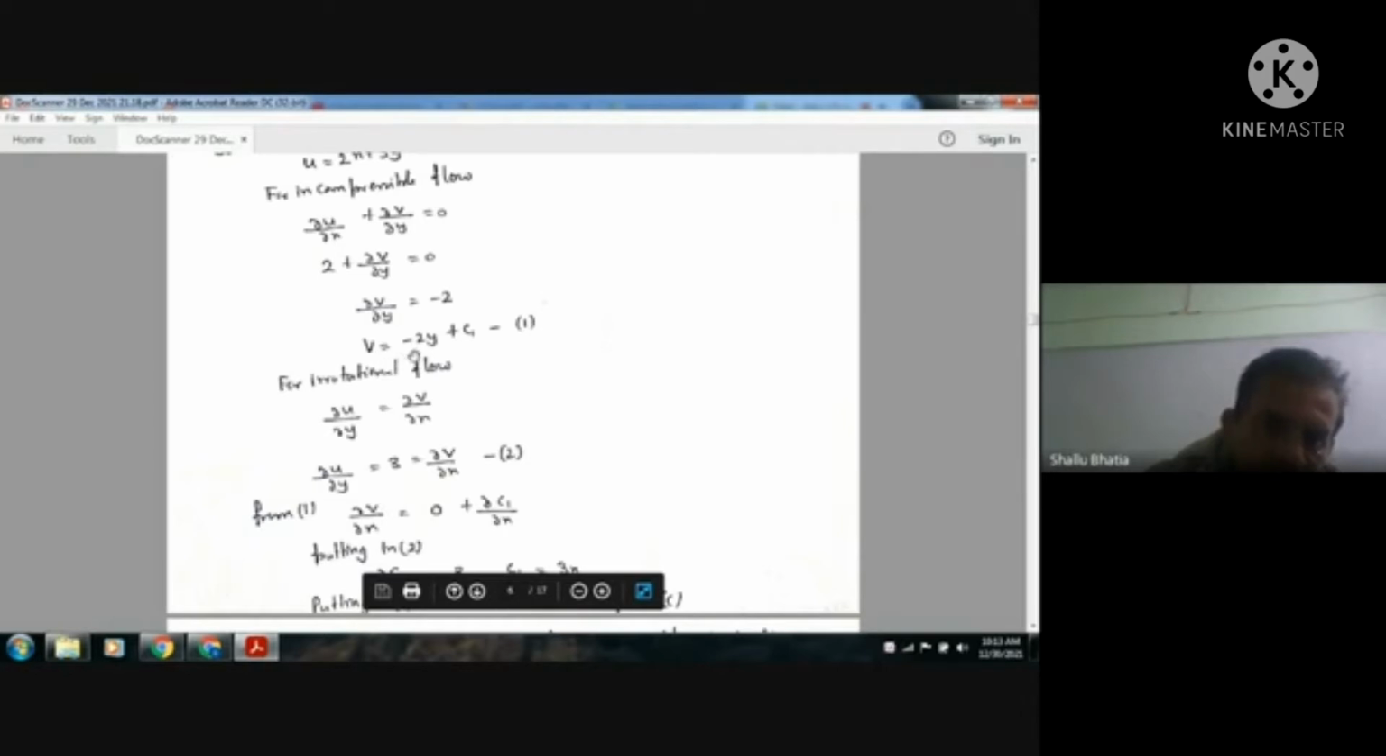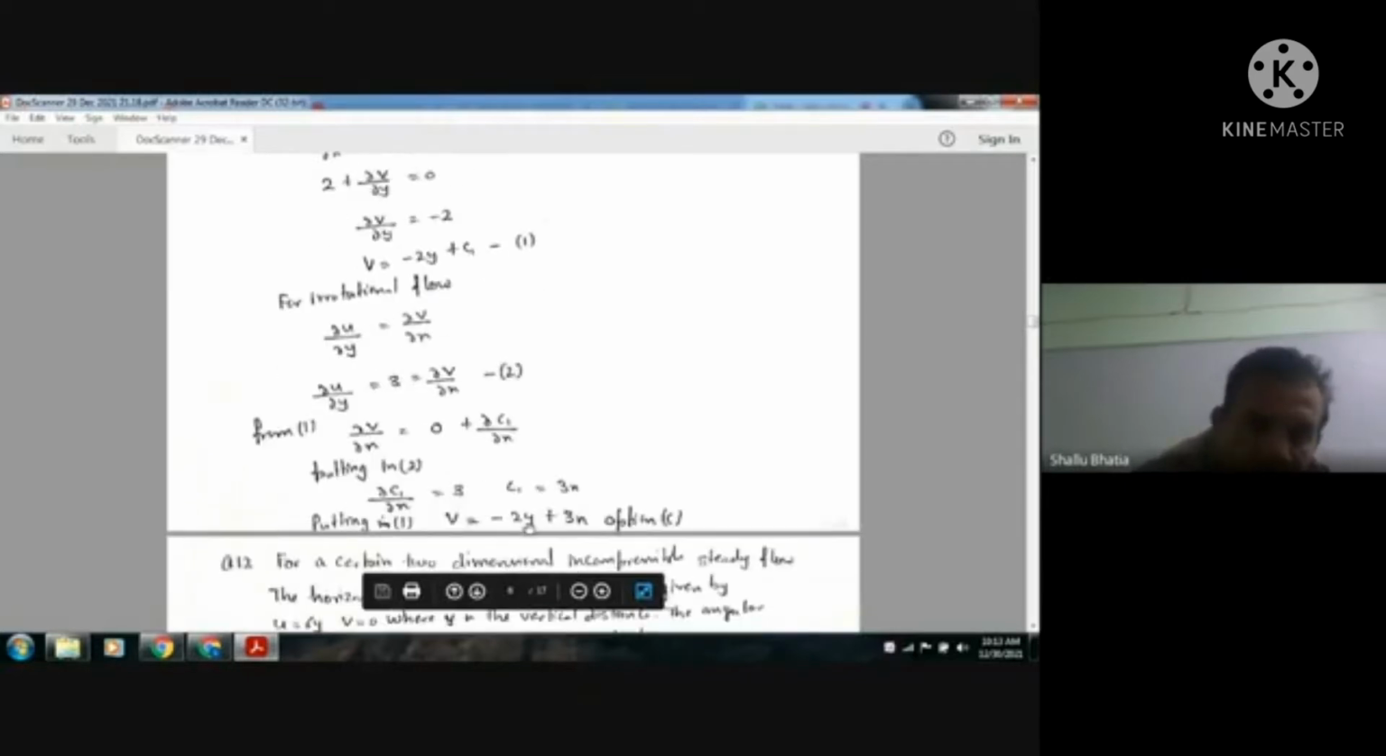Now if we differentiate v with respect to x, then we get ∂v/∂x as 0, plus the differentiation of the constant, which is ∂c1/∂x. But ∂v/∂x is 3, so ∂c1/∂x is 3. Now integrating, we get c1 is equal to 3x.